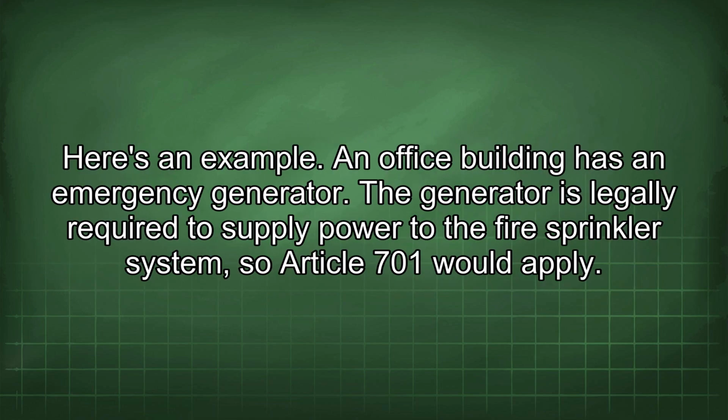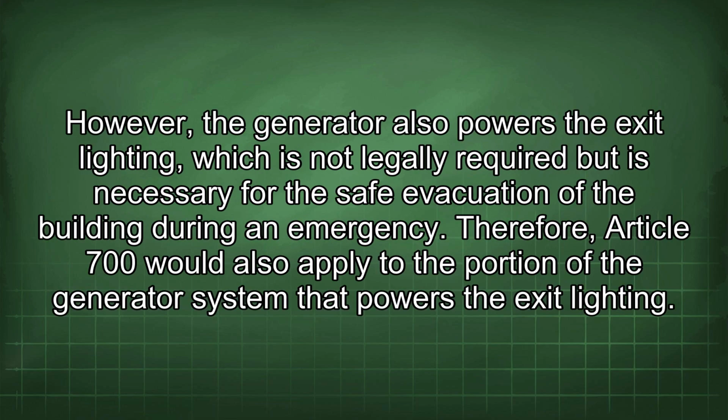Here is an example. An office building has an emergency generator. The generator is legally required to supply power to the fire sprinkler system, so Article 701 would apply. However, the generator also powers the exit lighting, which is not legally required but is necessary for the safe evacuation of the building during an emergency. Therefore, Article 700 would also apply to the portion of the generator system that powers the exit lighting.